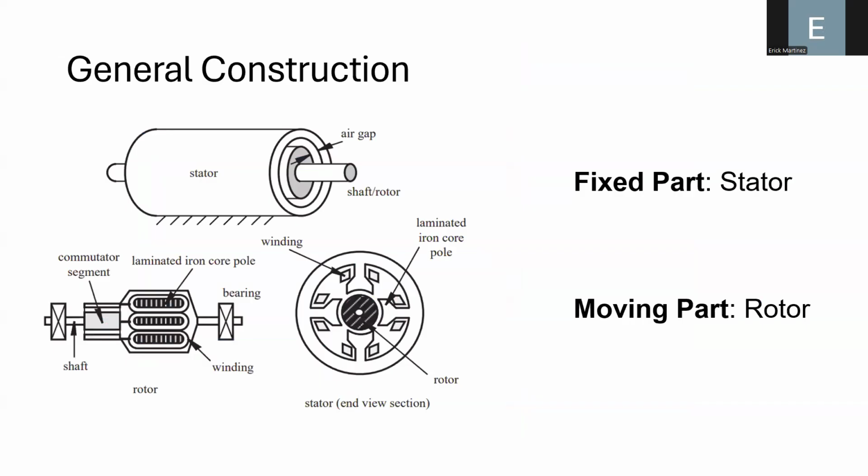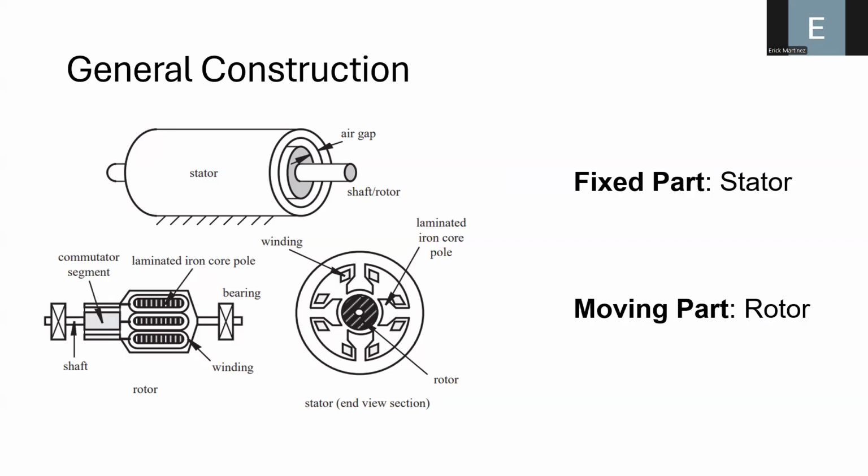So in general, we can understand any motor by analyzing its structure. These electric motors have two main components. We have a fixed part, that means this part is not moving, that is called the stator. In this diagram, you can see that it is basically this cylinder that is outside, surrounding the shaft of the motor.